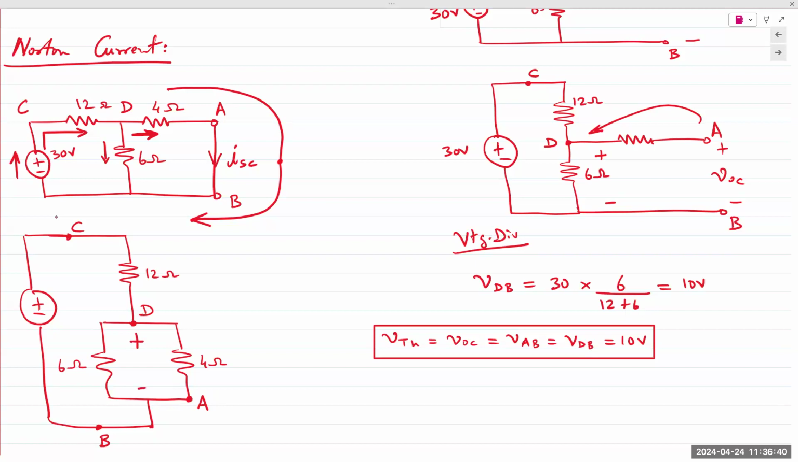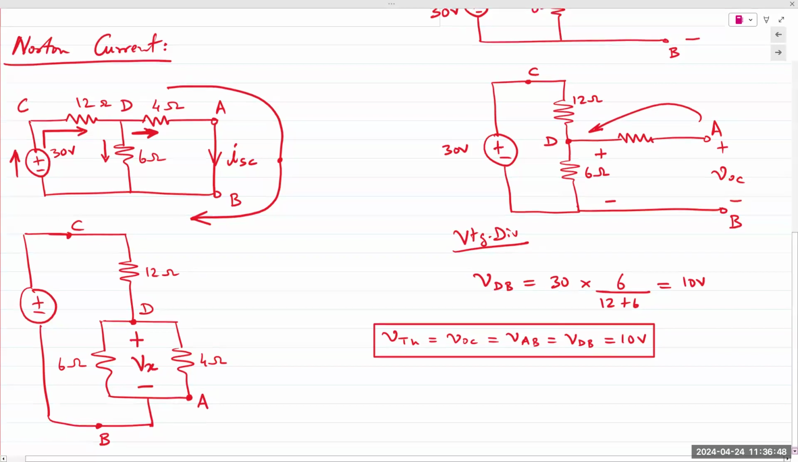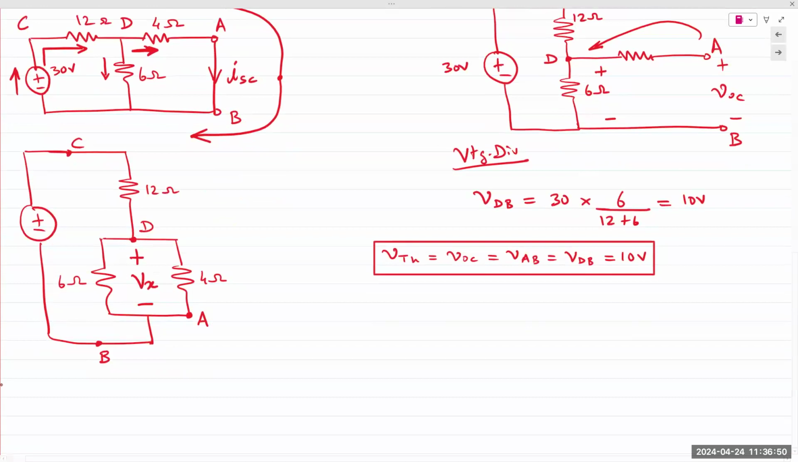But what I'm going to do is, since I used the same technique for the previous two sections, I will stick with that one here. I can find Vx by applying voltage division. 4 and 6 are in parallel. So 4 in parallel with 6.